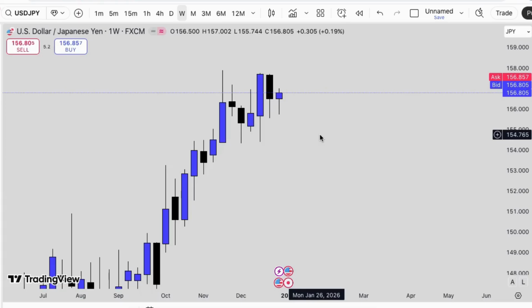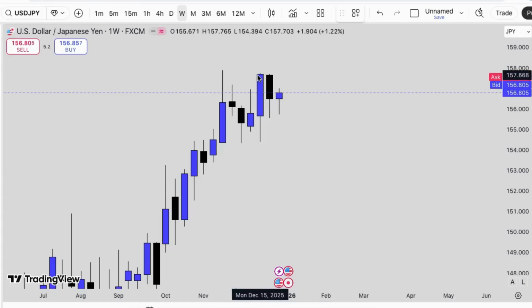So because people individualize fair value gaps and other blocks and the like, why not individualize the support and resistance levels also? So let me explain what I mean.